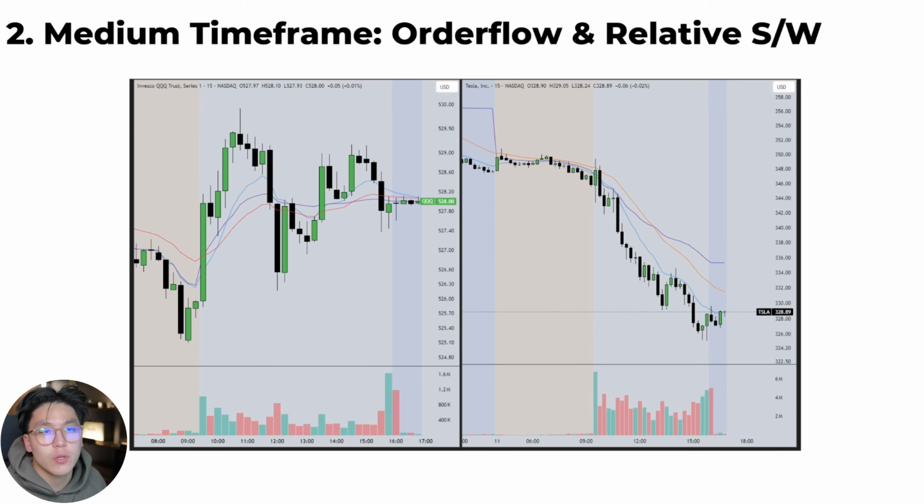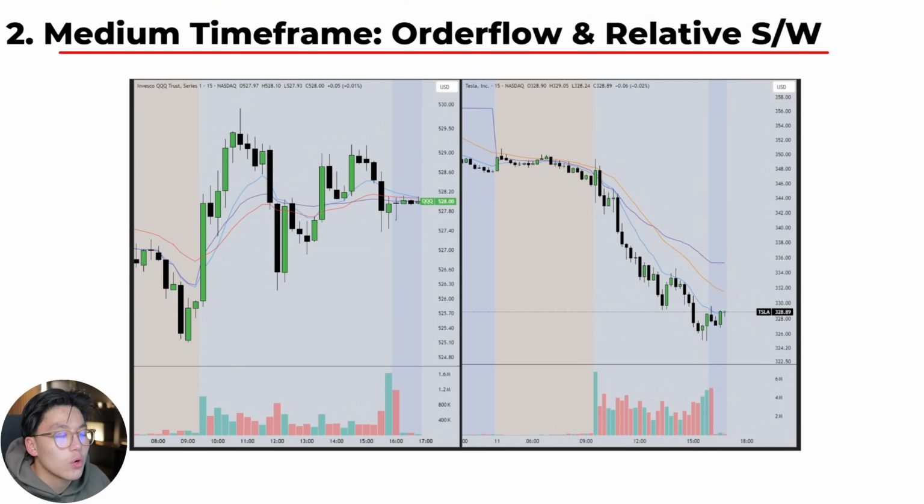The next thing that we can do on the medium time frame is identify order flow and relative strength slash weakness. And this is something I'll do in the pre-market and intraday as well. So order flow is very important. We can identify relative strength and weakness based off of the pre-market action, based off what it's doing on the higher time frame. And really that can translate into intraday price action.